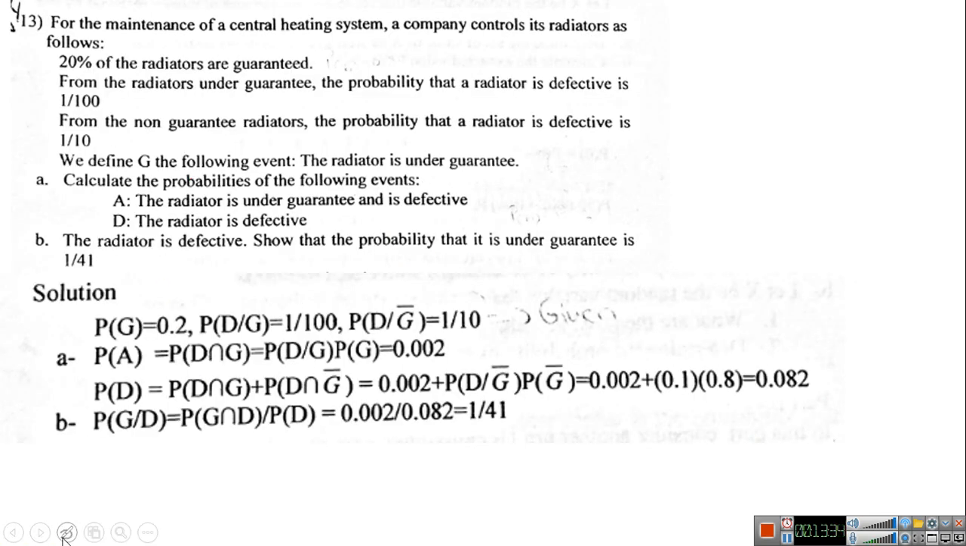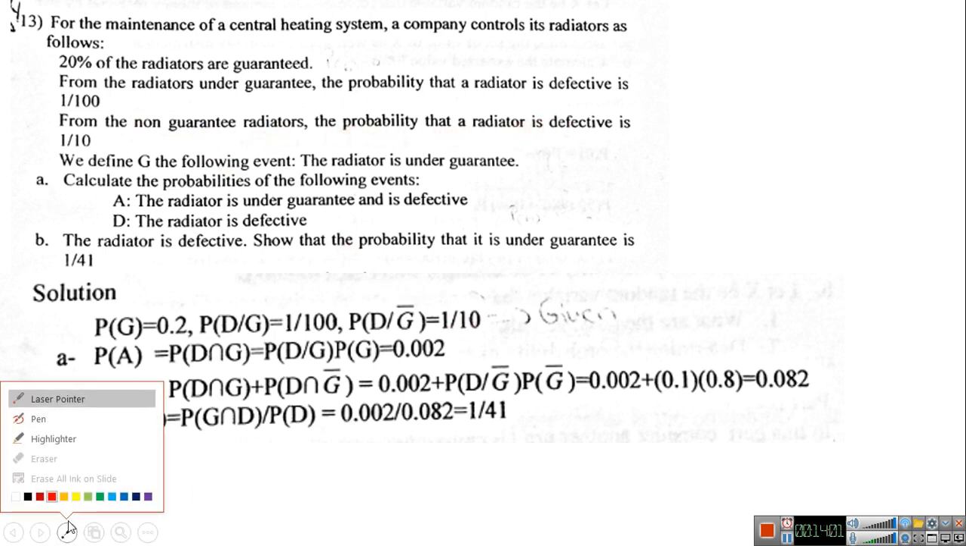Number 13. For the maintenance of a central heating system, a company controls its radiators as follows. 20% of the radiators are under guarantee, so P of guarantee is 20%, 0.2. From the radiators under guarantee, the probability that it's defective, P of D knowing guarantee, is 1 out of 100. From the non-guarantee radiators, the probability that the radiator is defective is 1 over 10.